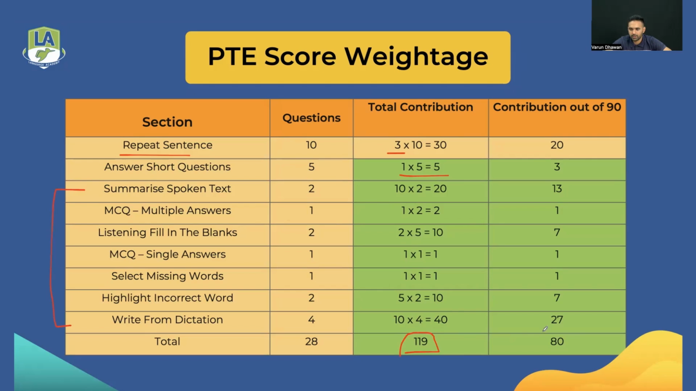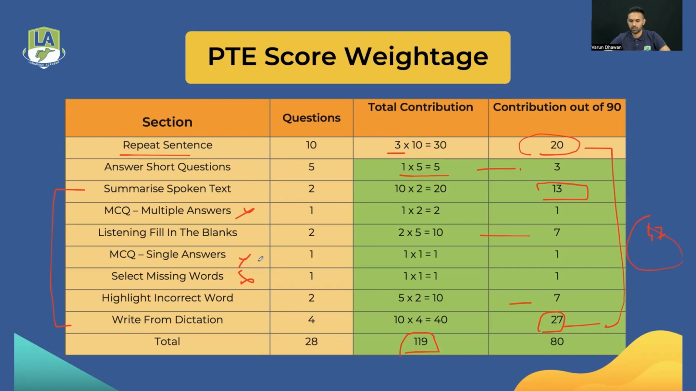The top contributor in listening is write from dictation from the listening module, followed by repeat sentences from the speaking module. So these two contribute around 47 points, which is almost 55-60% of the listening module. Then summarize spoken text. These three contribute 60 points out of 80. And then highlight incorrect words and listening fill in the blanks. A few points from answer short questions. MCQ multiple answers, select missing words, and MCQ single answers are not important.